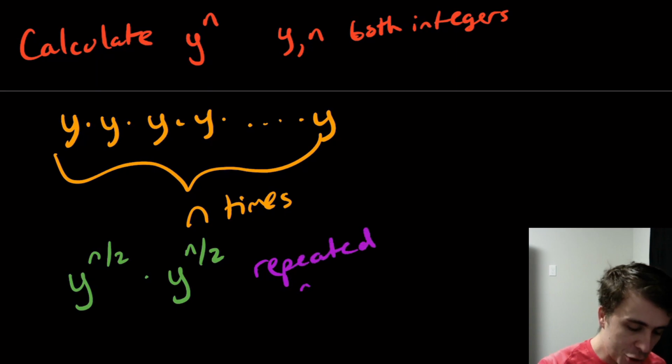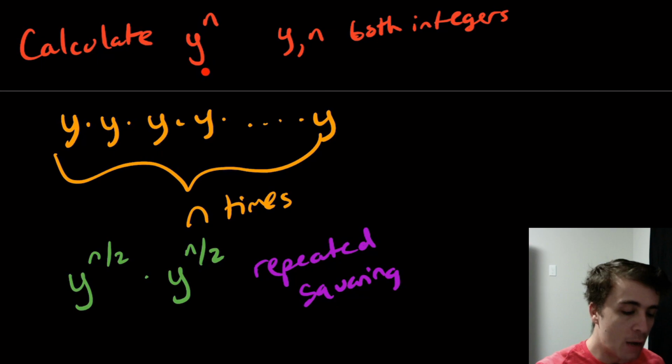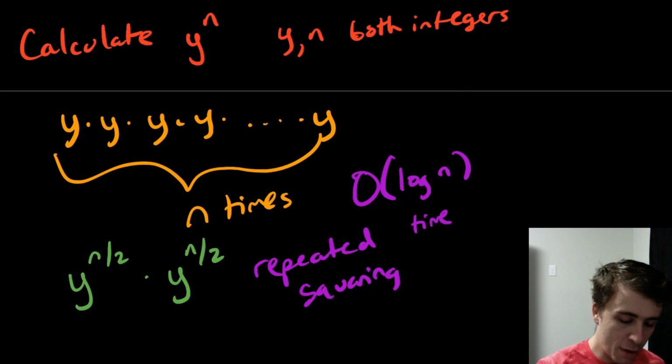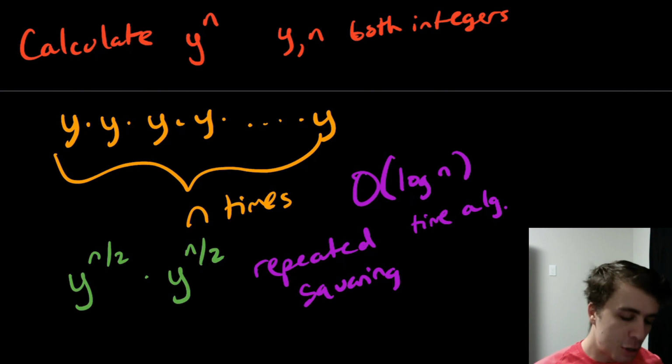Repeated squaring is a really nice technique to build up an integer power of an integer, or really any number, but an integer power. And what you can get out of this is a big O of log n time algorithm, which is obviously better than big O of n, because log n is exponentially smaller than n. So this is actually much, much, much better.